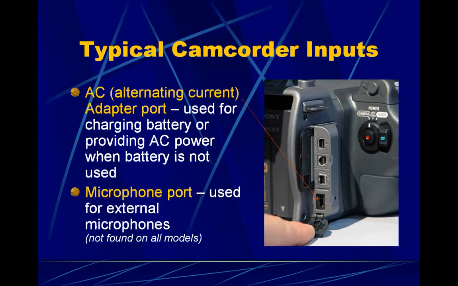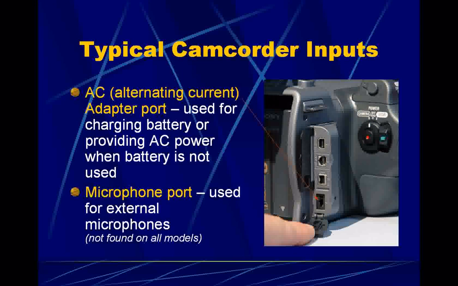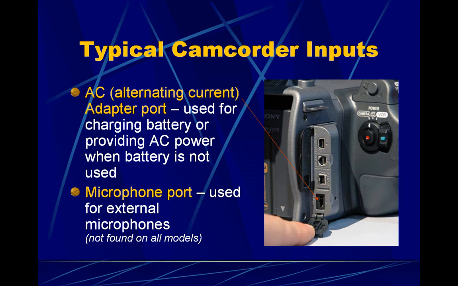So there's a few typical camcorder inputs. You'll notice on the back of pretty much any camcorder, or on the side of any camcorder, this particular picture is an older camera that has it on the back. It has an AC, which is of course alternating current adapter port, and that's used when you need to charge the battery or when you're providing AC power when you're not using a battery or you're low on battery. You can actually plug in to a wall for power. Then you have the microphone port, which is used for external microphones, as we talked about in the microphone section.